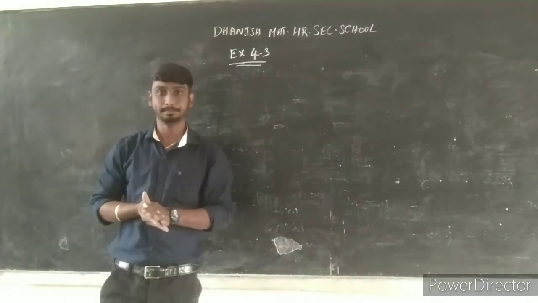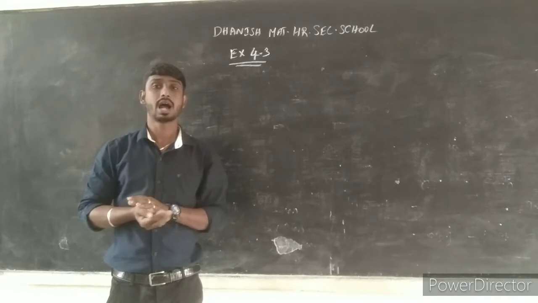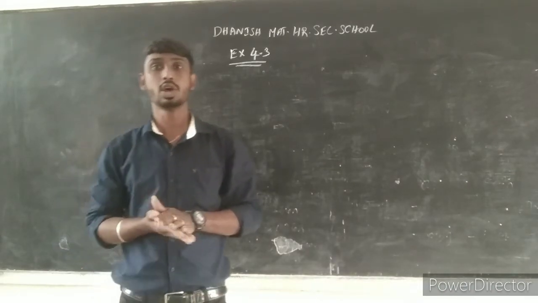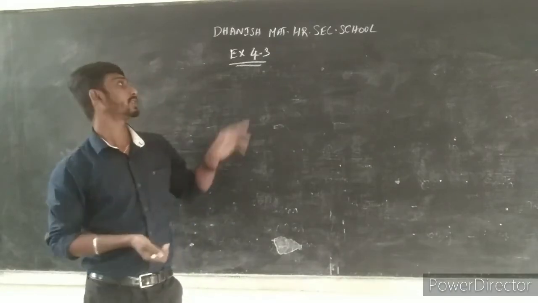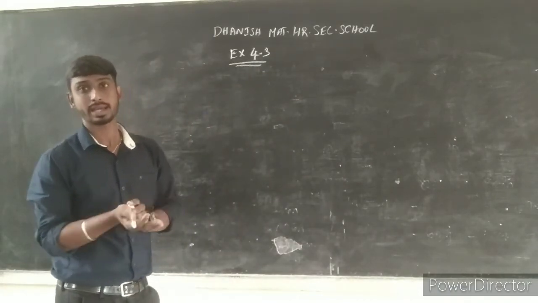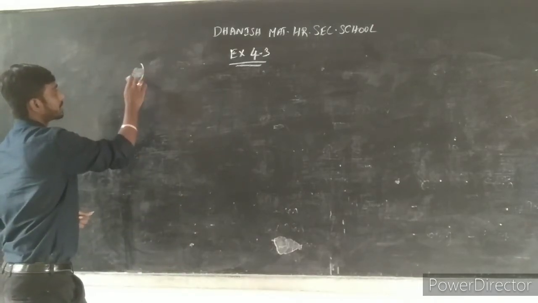Good morning, children. Last class we completed permutations and an introduction to combinations. Today we are going to see exercise 4.2, combination type of sums. So shall we move on to the exercise sums? What are the first three sums we completed in the last class?